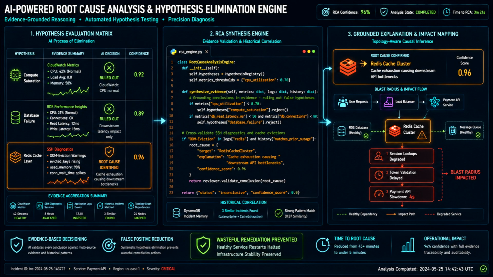Root cause analysis is fundamentally about eliminating false hypotheses while strengthening evidence-backed explanations. The knowledge graph further shows that degraded cache performance directly affects session lookups and token validation, explaining API slowdown. Rather than guessing, the agent synthesizes telemetry, logs, historical memory, and dependency relationships into a coherent explanation. Accurate root cause analysis prevents wasteful remediation such as restarting healthy services. In enterprise operations, solving the wrong problem can worsen outages. AI-powered reasoning helps reduce this risk by grounding conclusions in evidence.